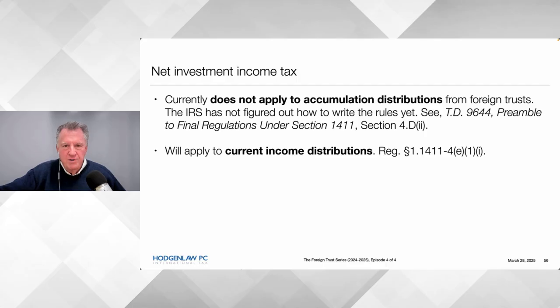But there you go. You have the reference to the preamble of the final regulations under the net investment income tax rule, and it says we ain't got none yet. The net investment income tax will apply to current income distributions, but in my example, that was not a problem. We had no current income, or in the case of the actual method, the income was so low it wasn't even taxable.